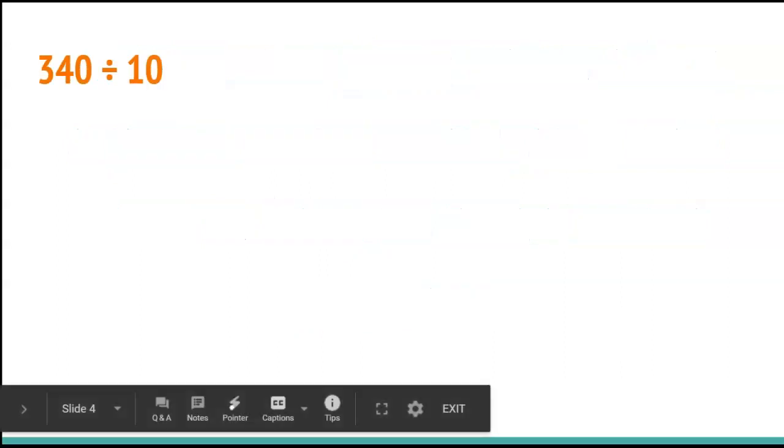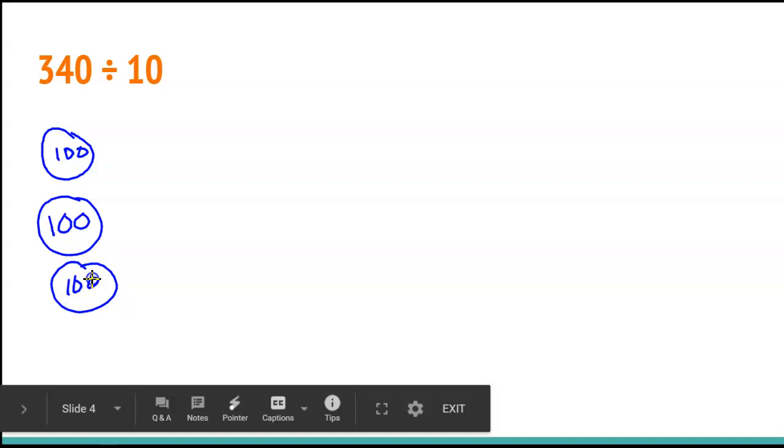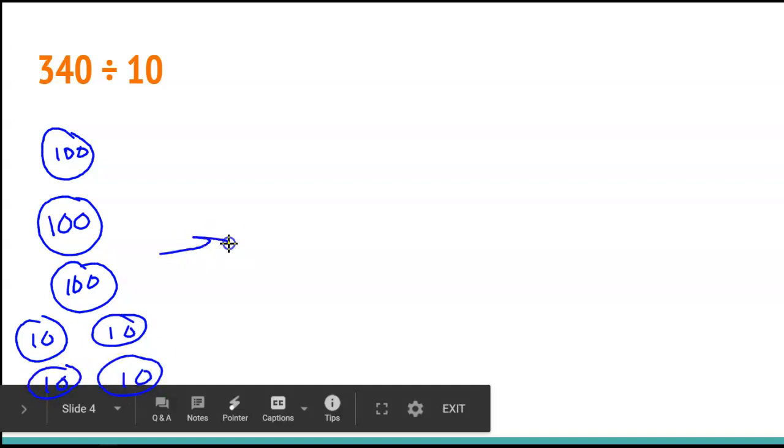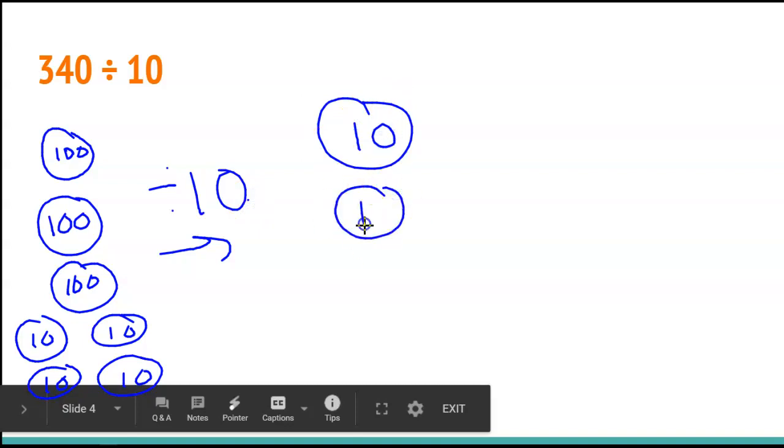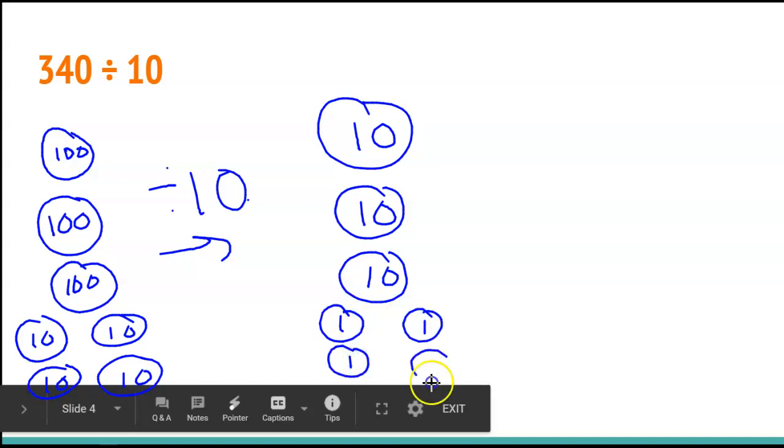All right, so if I have 340 divided by 10, let's start by doing our place value disks. So I'm going to have 340. There's 100, 200, 300, and then I'm going to have 10, 20, 30, 40. So I'm doing 340 and I'm going to divide it by 10. 100 divided by 10 is going to give me 10, for each of the three hundreds. Each of those 10s divided by 10 is going to give me 1. So what is it going to be? It's going to be 34.